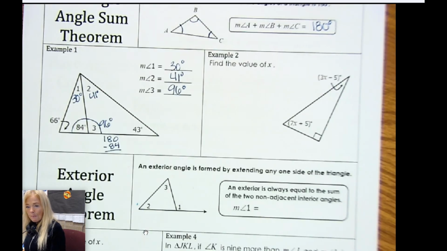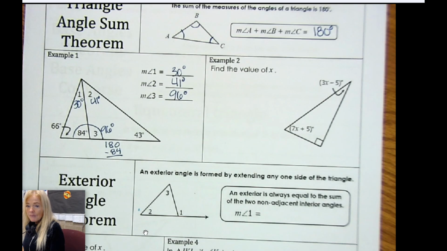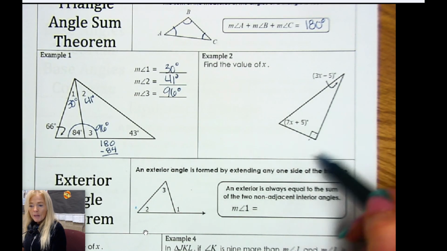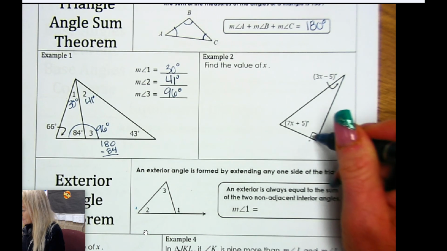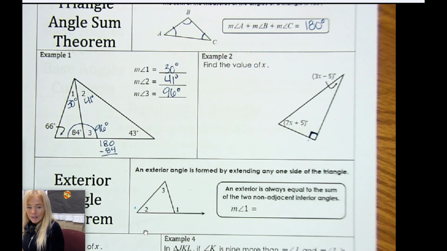Not too shabby. All right, example 2, find the value of x. You could add all 3 of these together and make it equal to 180, or to keep our numbers down a bit, note that this angle is a 90-degree angle. If that angle is a 90-degree angle, then we have a pretty cool scenario.